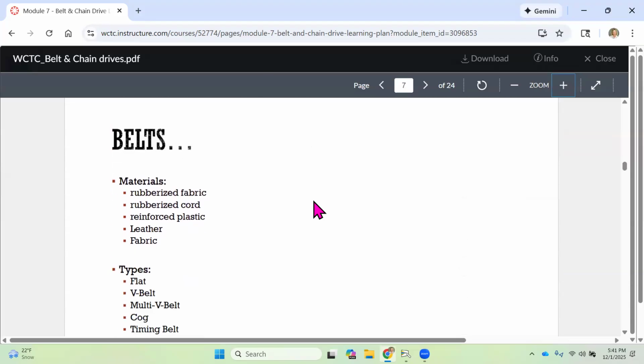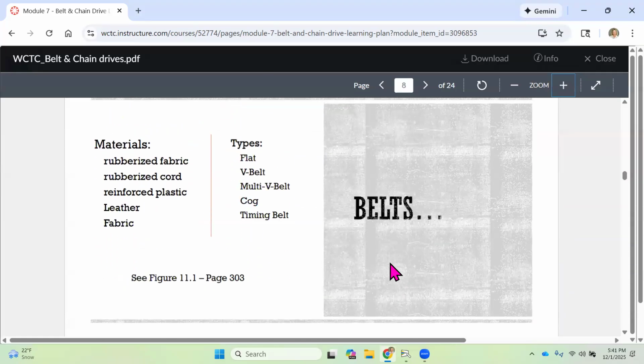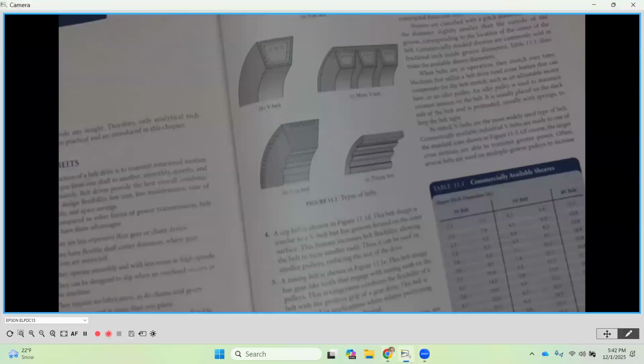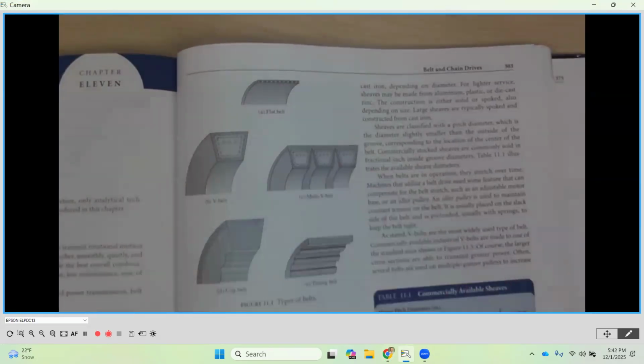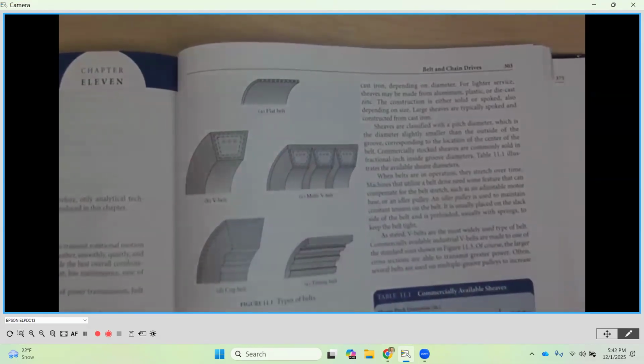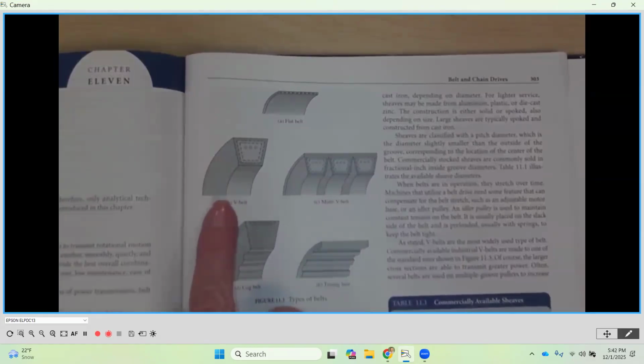Now, as we look at belts, I just want to peek ahead for just a little bit. I want to look first at figure 11.1 on page 303. And at the top here, in that first left-hand column, you're going to notice that we're seeing a cross section of some very common types of belts. Now, the belts that we're going to be using for our exercises and for the assignments is we're going to be dealing with just kind of a regular V belt, okay?